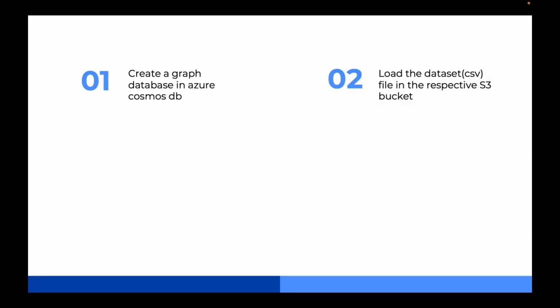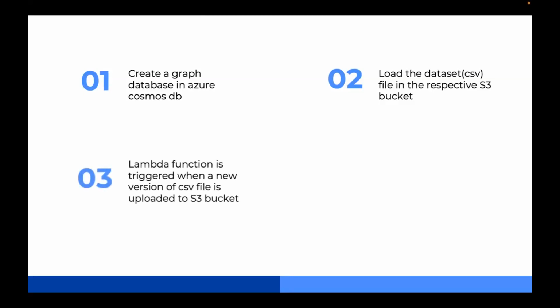The second step is to load the CSV file into an S3 bucket, which basically plays the role of data storage for all the versions of the CSV file that we are going to upload. Next, just to handle the pipeline, we have created a Lambda function from the source of the Python script that we have written to programmatically generate the nodes and the relationships.